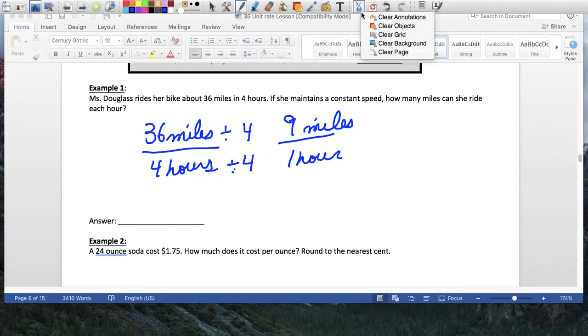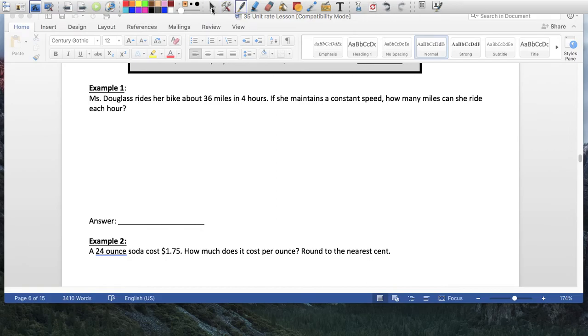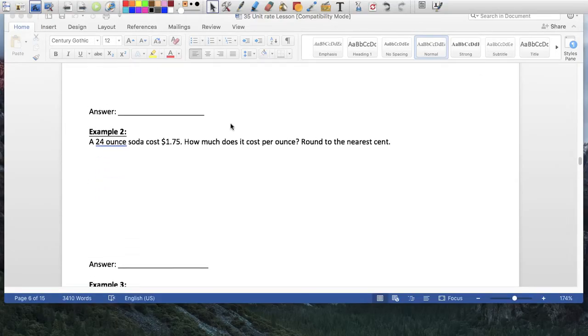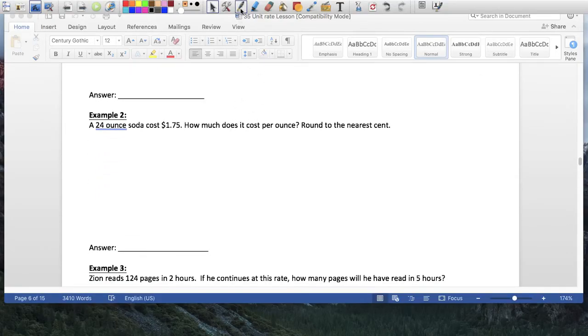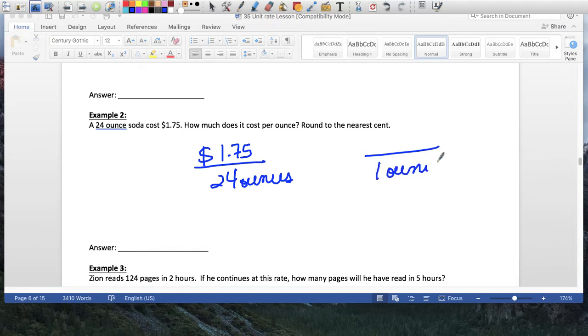Number 2. A 24 ounce of soda costs $1.75. How much does it cost per ounce? We can round to the nearest cent. So we have $1.75. And you can buy 24 ounces of soda. So we want this to be 1 ounce. So 24, we're going to divide by 24, and on top, we're going to divide by 24.